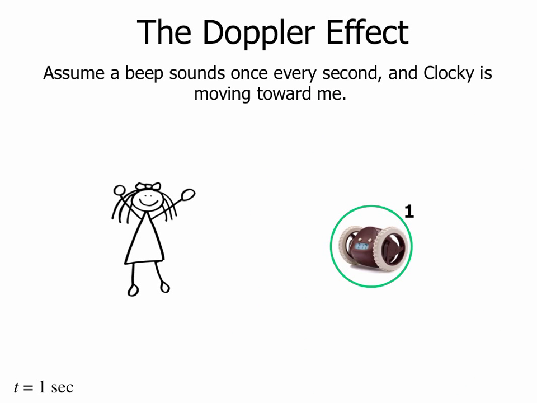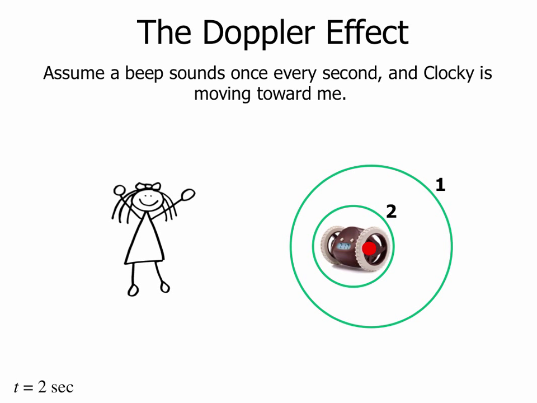Now let's do this again, and let's suppose the following morning Clocky is moving toward me. So here we are, the first beep starts, and the beep always radiates outward from the point at which it was emitted. So the beep itself doesn't know that Clocky is moving. Clocky is the one doing the moving. So this beep from second 1 will move radially outward, growing in time. A second later, beep 1 has moved. The red dot shows the center of beep 1.